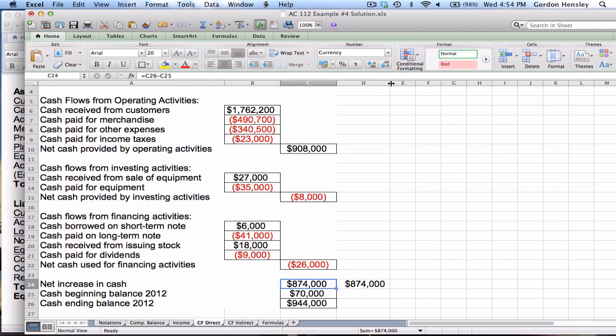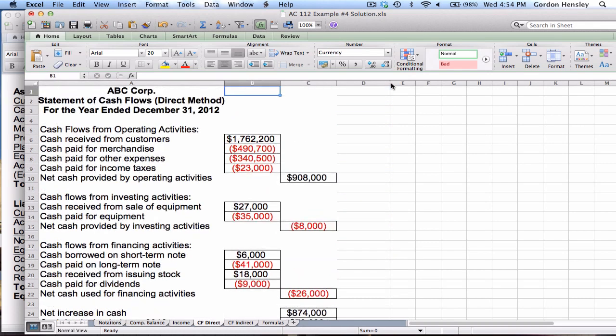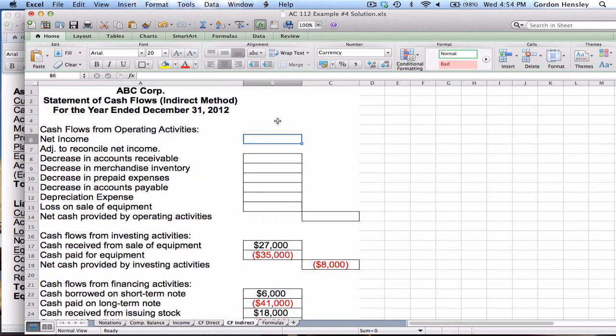So that is the way to double check, your built-in check and balance on your statement of cash flows. It always has to come back to that net increase in cash. So that just lets me know this particular version of the statement of cash flows is finished and it is correct. So that takes care of the direct method, but we're still not finished because we also are going to do an indirect method version.